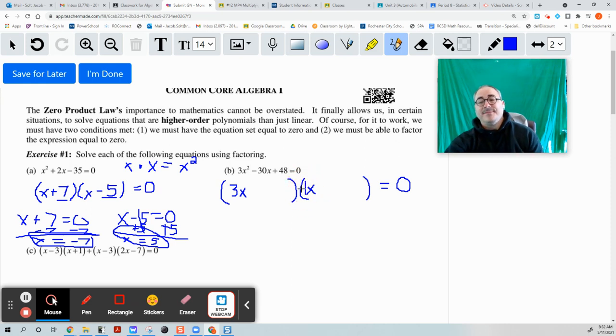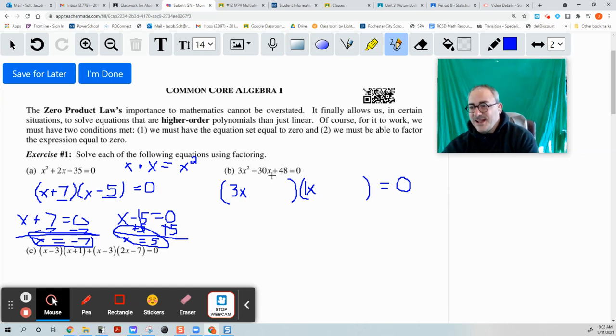Now, how do I get a 3? There's only one way I can get a 3, and that's by multiplying 3 times 1, right? There are no other factors of 3 other than 3 times 1. So I know I'm going to have 3x over here. I know I'm going to have 1x over here. Of course, you could switch them around. I could put the 3x over on this side, and it doesn't matter which side you put it on, but that's just the way I do it. I put the bigger one over here, and that just works for me.